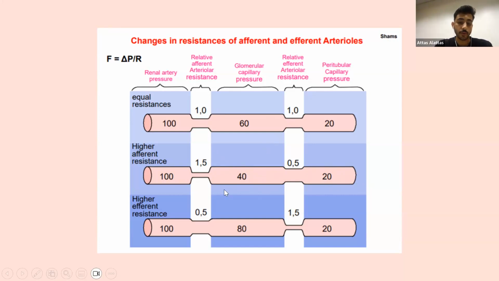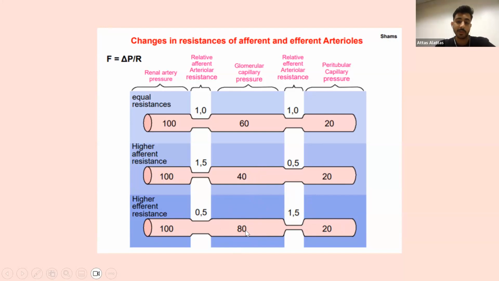The same goes if you increase the afferent resistance. So you increase this by 1, so you made this 1.5, and you decrease this to 0.5. So the total resistance here is what? It's still 2. Okay. So from 100 in the renal artery pressure, you would still have 20 in the peritubular capillary pressure. But what's going to change is the glomerular capillary pressure. So it will either increase or decrease.